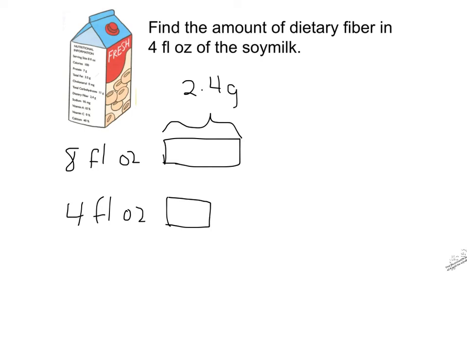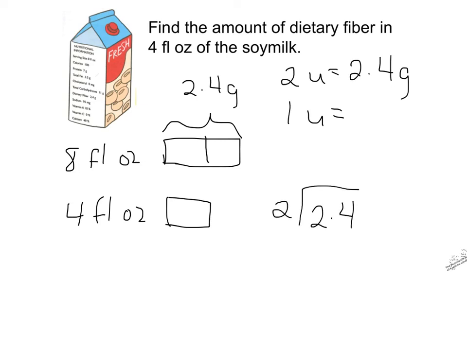I don't like to have unit bars of different sizes, so I could actually cut this top one in half and recognize that each unit up here is now 4 fluid ounces. And so 8 fluid ounces is 2 units. If 2 units is 2.4 grams, what do you think 1 unit would be? I hope you've recognized that this is really just 2.4 grams divided by 2, and that each unit would be 1 2/10 of a gram.